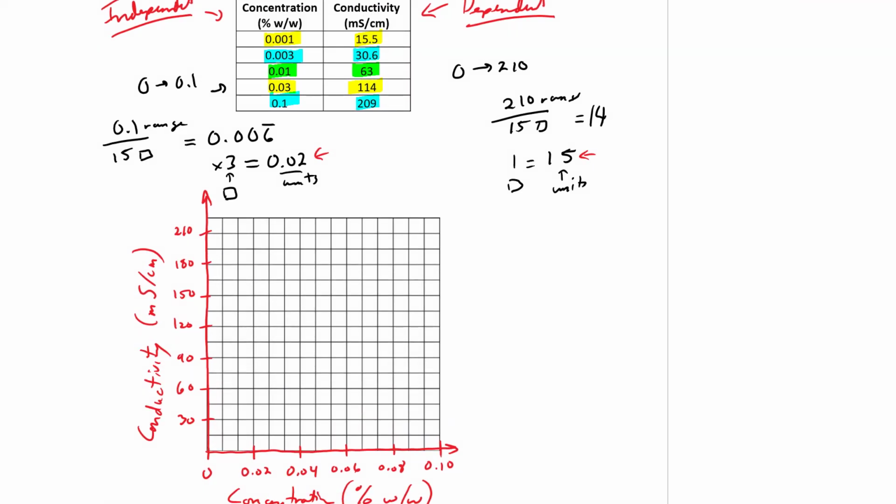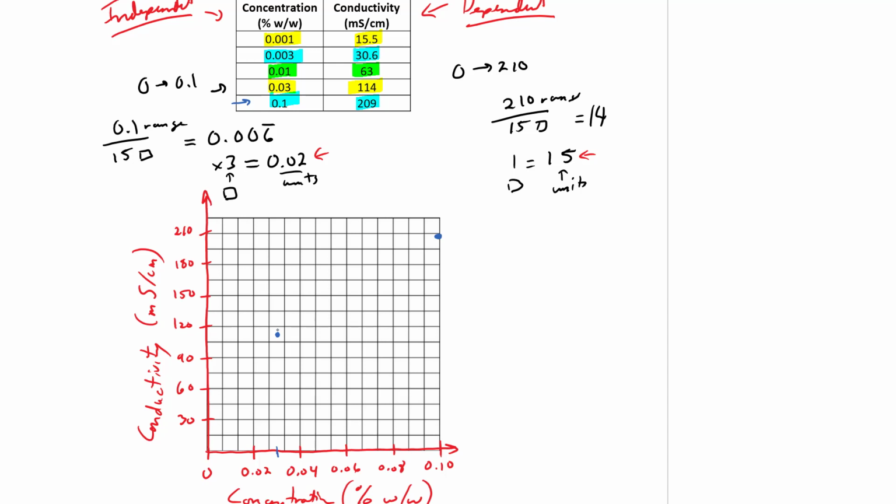Let's start at the bottom. Let's start with this one here. 0.1 and 209. So 0.1 is right here, and 209 just beneath that. So right up there. We have 0.3 and 114. 0.3 is somewhere between those two, and 114, we're going to go up to 120. That's going to be right about there.